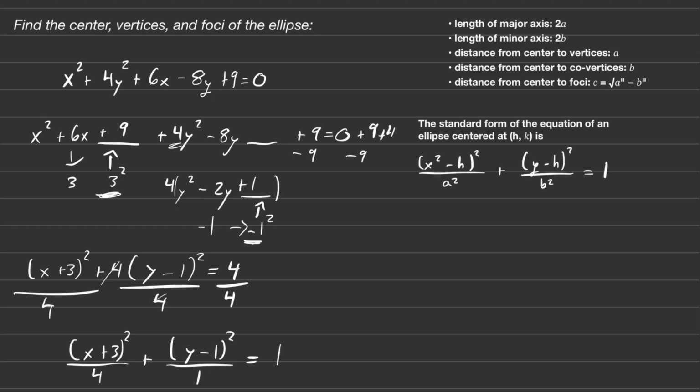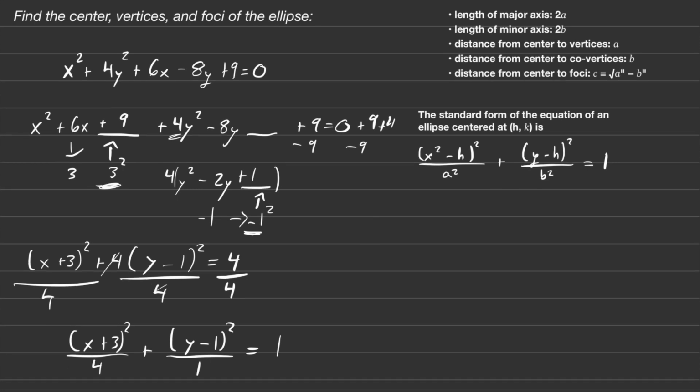So the center will be this term right here and this term right here. Remember, it's the opposite, so it's negative 3, positive 1.